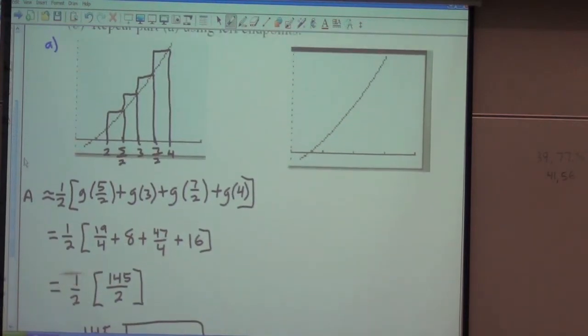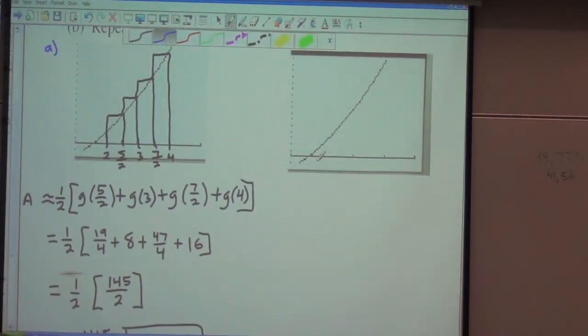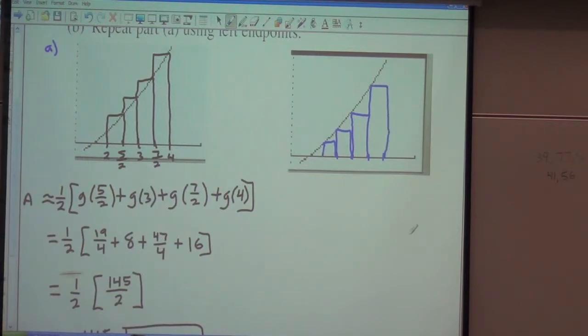Now, if we have to do it using left endpoints, then we just go, okay, here's 2. We make 2, 2.5, 3, 3.5, 4. And we use the left-hand side for our height. So we go 2 to find our height, then at 2.5, and then at 3, and then at 3.5. This time our estimate's going to be a little too small. But now once we've done it once, the second one is a little easier. The widths are a half.